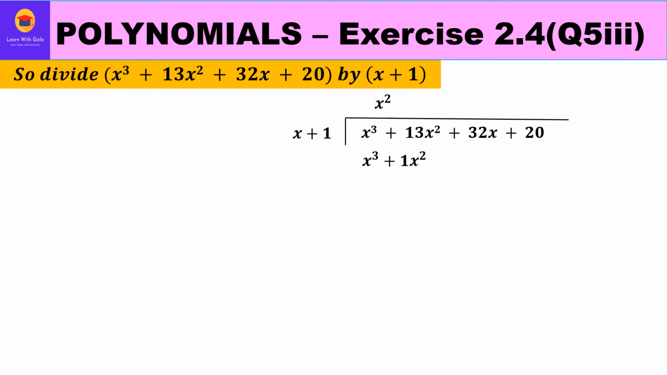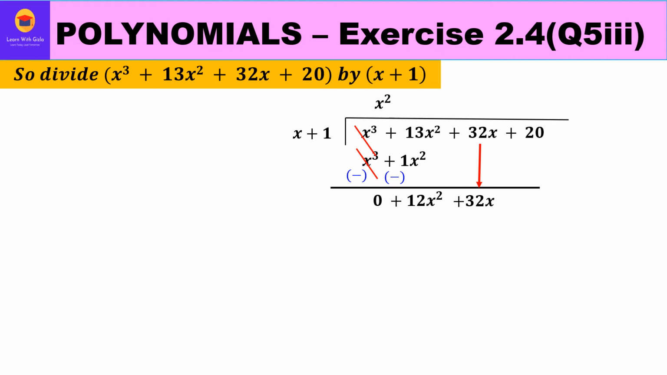You find the product of x square and x plus 1, you will get x cube plus 1x square. Now change the sign and they will cancel. Now 13x square and minus 1x square, that means 13 minus 1 will give you 12x square. It is plus because 13 is greater than 1. Now carry forward plus 32x, right? So this is the new dividend.